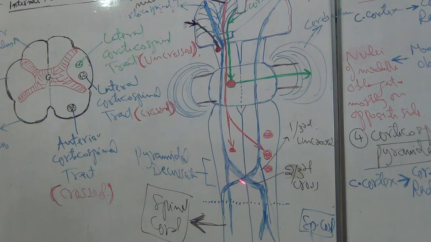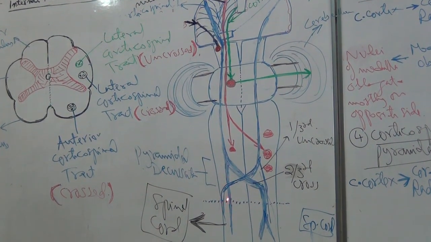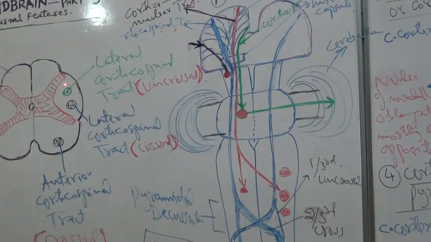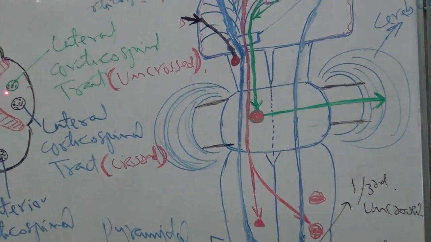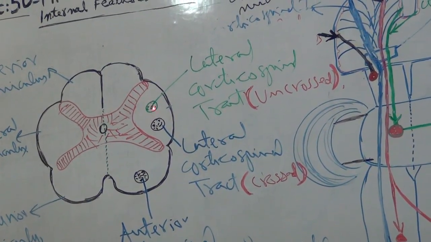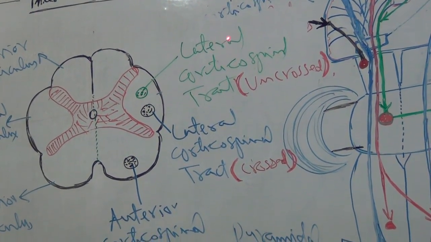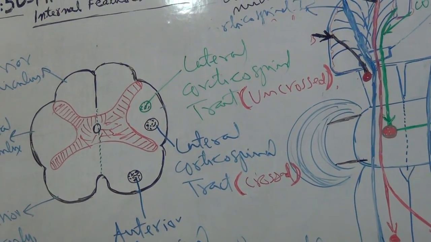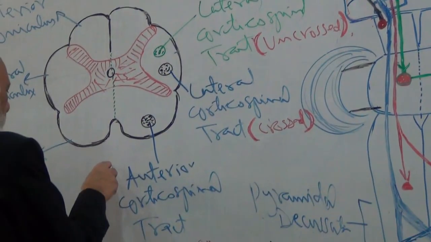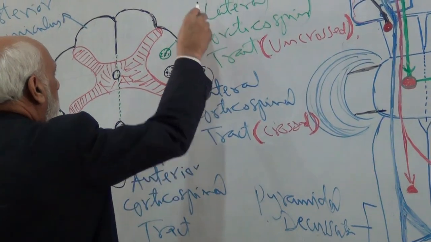So, two-thirds of the pyramidal tracts decussate, of which some continue to descend through the anterior funiculus of the spinal cord as the crossed anterior corticospinal tract. And the remaining fibers continue to descend through the lateral funiculus of the spinal cord, and they are known as the crossed lateral corticospinal tract. Now, what about the uncrossed one-third pyramidal tract fibers? They continue to descend through the spinal cord, through which funiculus? Through the lateral funiculus of the spinal cord. Therefore they are known as the uncrossed lateral corticospinal tract. So in this way, these pyramidal tracts are divided into these three types.